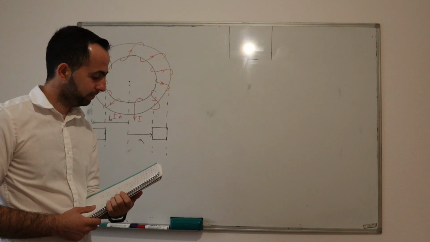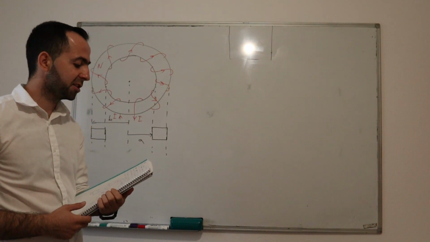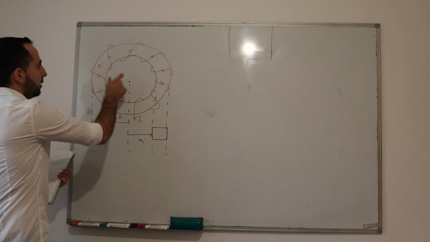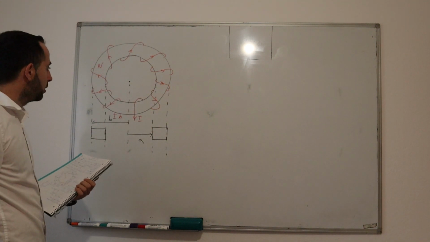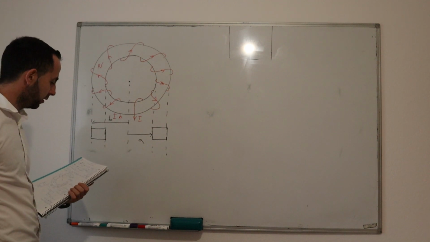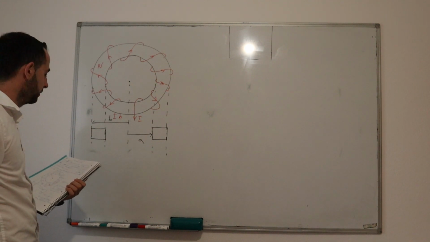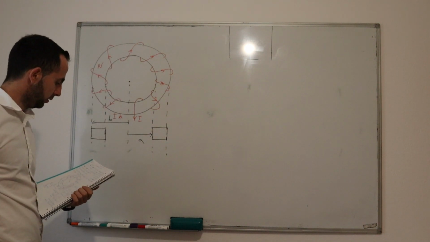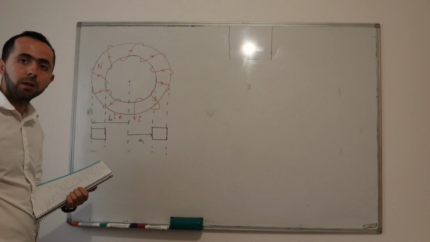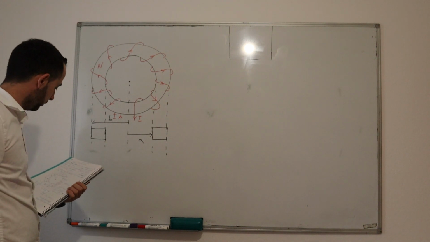The task is on a toroid, which has a rectangular cross section. So we have a toroid with rectangular cross section shown here. There are n loops of conductor, copper wire, with constant current I. The magnetic permeability is the same as the magnetic permeability of air.